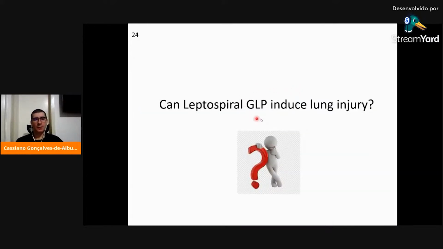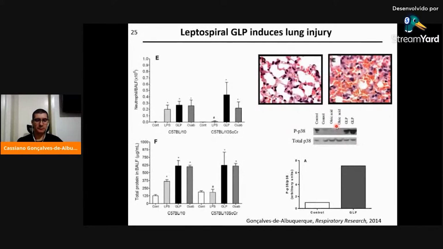So, oleic acid is the component of GLP that inhibits sodium-potassium ATPase. Can leptospiral GLP induce lung injury? Yes. GLP induces lung injury with intense bleeding into the alveoli, lung structure disruption, inflammatory cell infiltration, and lung edema. Lung inflammation was independent of TLR4 activation because GLP induced cell accumulation and edema in both wild-type and knockout mice.